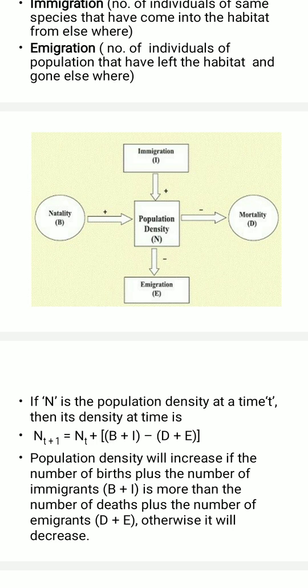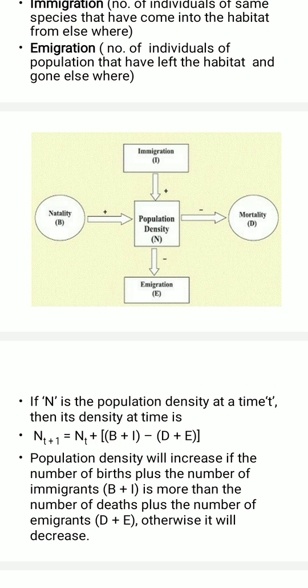As I have highlighted here, B refers to birth rate, I refers to immigration, D refers to death rate, E refers to emigration rate. Since it takes a negative sign, it's taken common for both D and E outside the bracket. Hope you all understand it very clearly. You are all mathematics students. I hope you do understand.